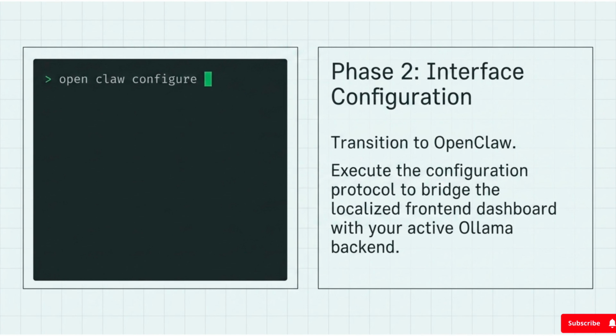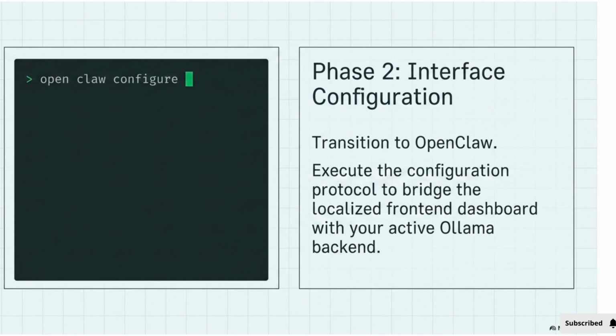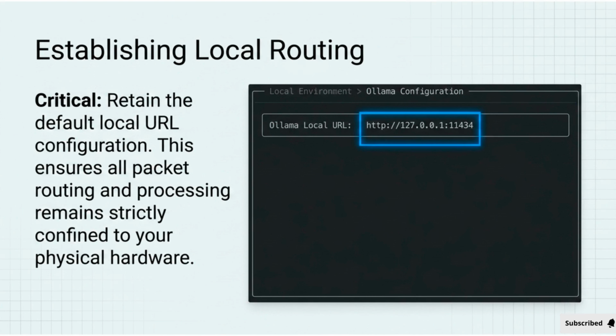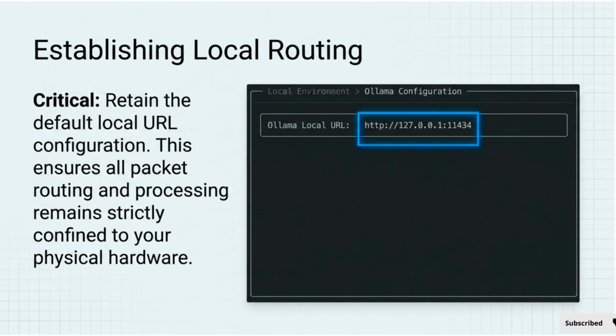Phase 2 is interface configuration. Transition to OpenClaw and execute the configuration protocol to bridge the localized frontend dashboard with your active Ollama backend. It is critical to retain the default local URL configuration. This ensures all packet routing and processing remain strictly confined to your physical hardware.